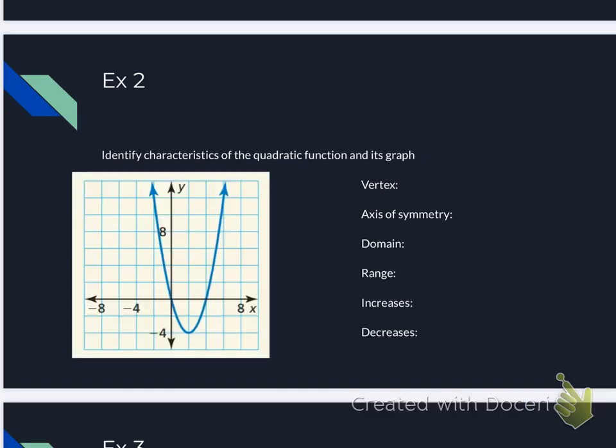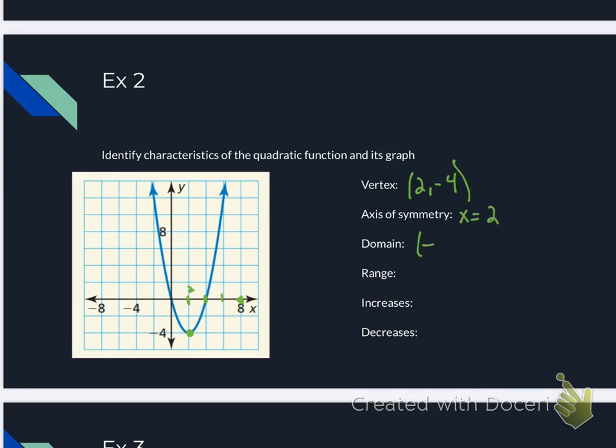Okay, example 2, we're going to identify that vertex again, right down here. So notice the scale's different now. We see the 8's right here, so that means that this has to be 2, 4, 6, 8. So this has to be 2. So our vertex is at 2, negative 4. Your axis of symmetry is going to be the x value, x equals 2.